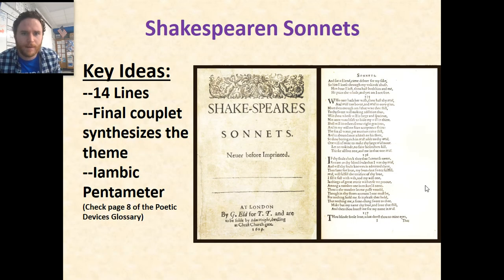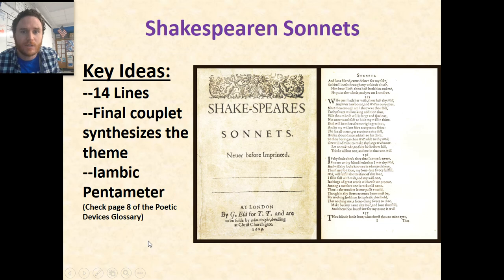So as we wrap up here, the sonnets are the other thing we'll be studying while we read Hamlet. Shakespeare's sonnets are written in iambic pentameter. We can check page 8 of our Poetic Devices glossary we used with the poem bank to check more deeply into that. It's 14 lines, and the final 2 lines, that final couplet, are usually indented, and they give a synthesizing theme. So that's one thing we'll look for in Shakespeare's sonnets.